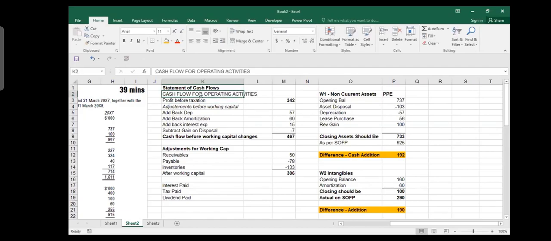So under Kaplan, I don't follow the Kaplan book. But this thing I take from Kaplan, because this is something which I do in my life as well. I also do interest paid, tax paid, dividend paid, all three put under operating activities. In DPP, they will put dividend paid under financing. So just ignore it. It will not make any difference.